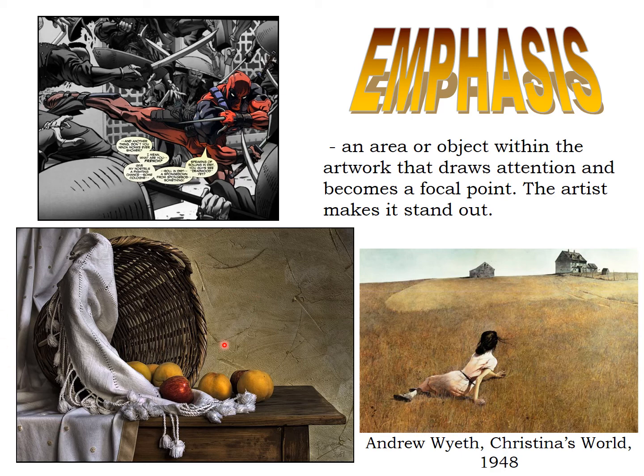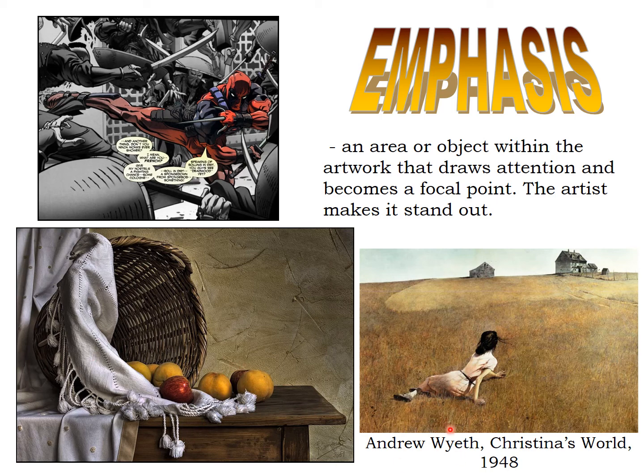All right, we've got this still life down here. How does the artist use emphasis in this still life? Think about it for a minute. The artist uses emphasis by not only putting this red apple in the middle of the painting, but it's surrounded by these other peaches and these more muted colors.